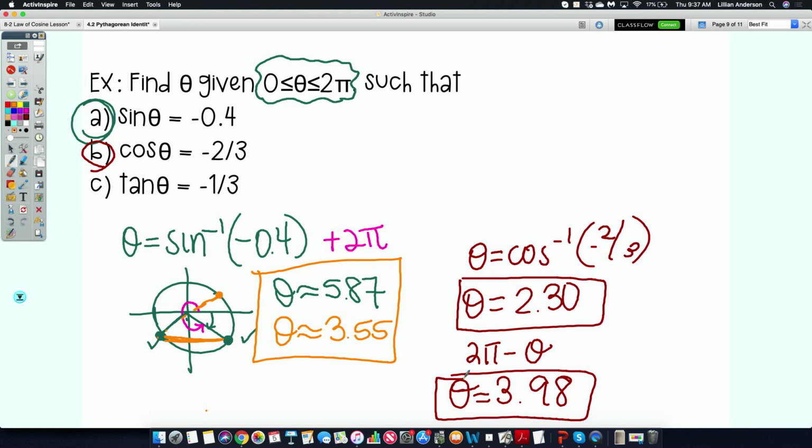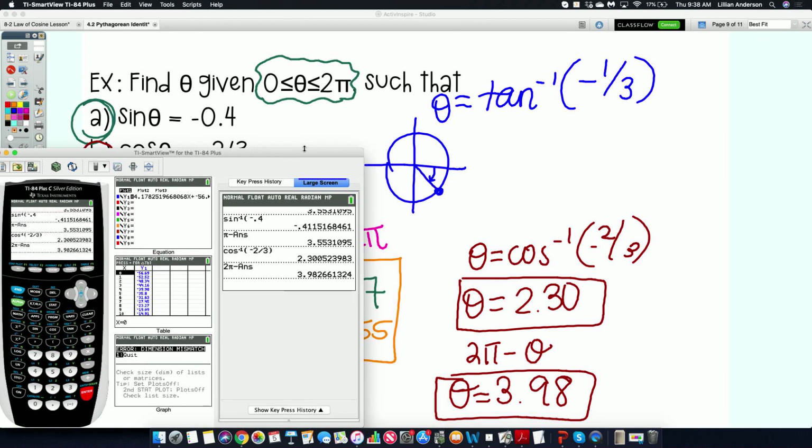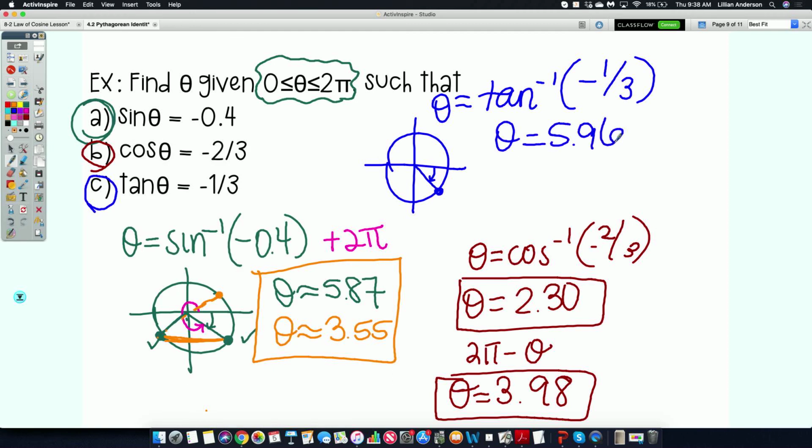And what about tangents? When I do tangent inverse, what happens here? When I do tangent inverse of negative 1/3, I get a negative. Okay, I don't want a negative number. I want the one that corresponds to that same angle in the fourth quadrant, but I want the positive one. So how do I get the positive one? I can add 2 pi. So let's add 2 pi. I know I'm blocking. I apologize. So 5.96. So theta's 5.96. That gives me the positive one.